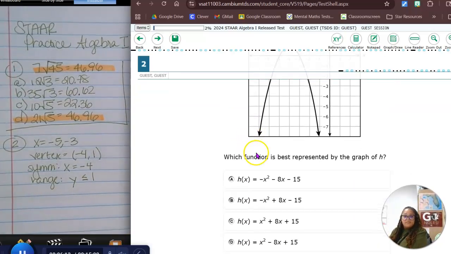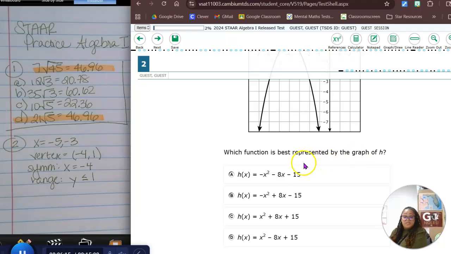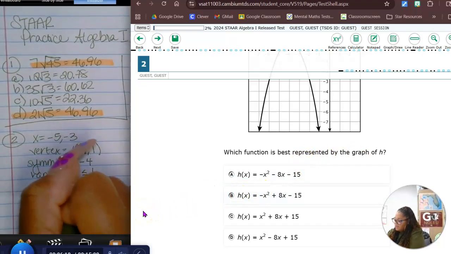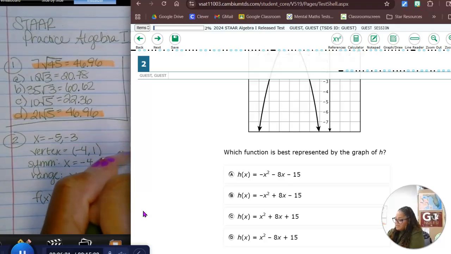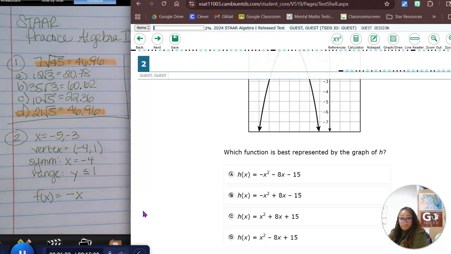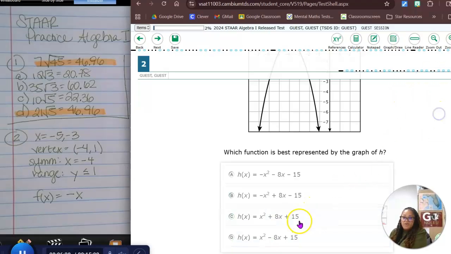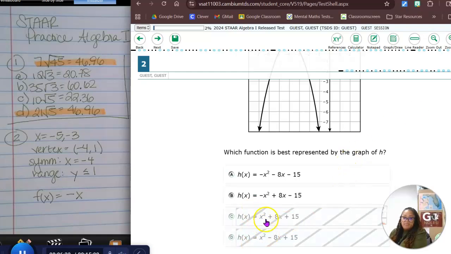So let's see what it asks. Oh, it wants to know which function it is. So because it opens down, I know that it should be f of x equals -x something. So it's got to be opening downward. So I can get rid of these 2 answers. I do want to see y'all scratch out the wrong answers. Okay, those 2 are wrong because those don't have the -x squared there.